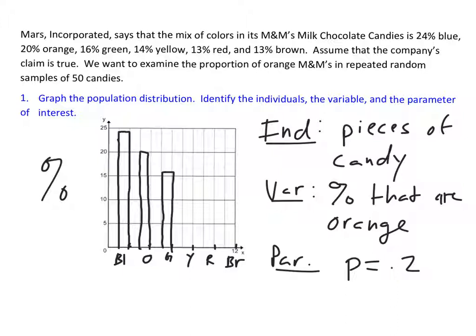Green up to 16. Yellow to 14. Red 13. Brown 13. Okay? Those reflect parameters because I just took the numbers from what they said.